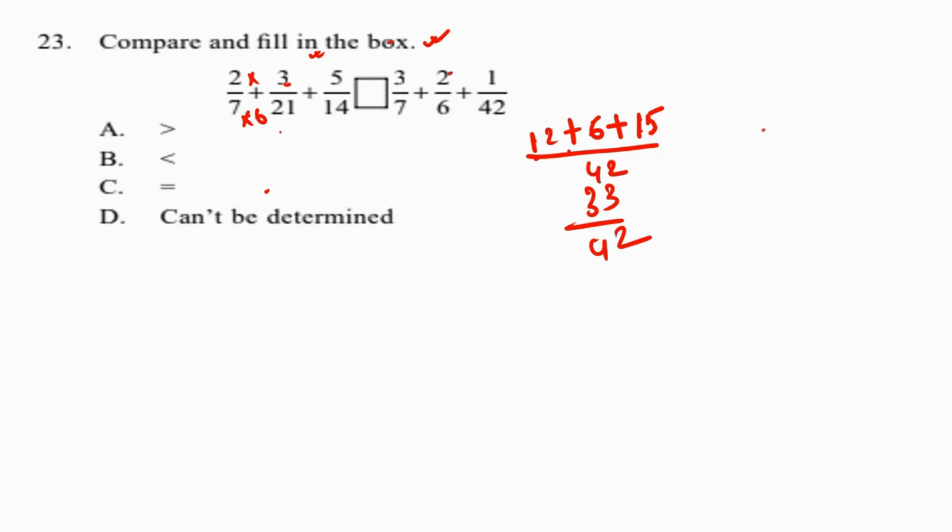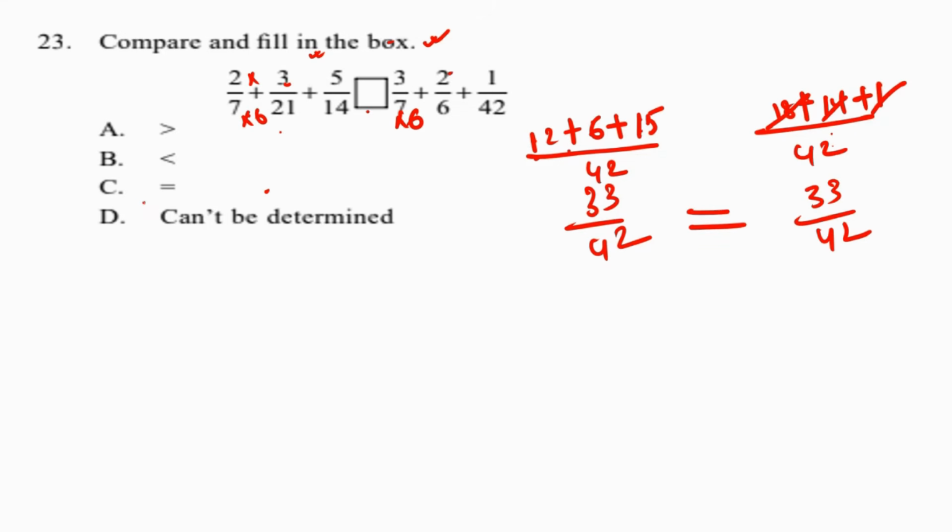Next, on the right hand side, again the LCM would be 42, 7 sixes. So 3 sixes are 18, plus 6 sevens. So 2 sevens are 14, and a 1. 18 plus 14 plus 1 is again 32 plus 1, 33 by 42. Since both of them have 33 by 42, they are equal. So option C is the answer.